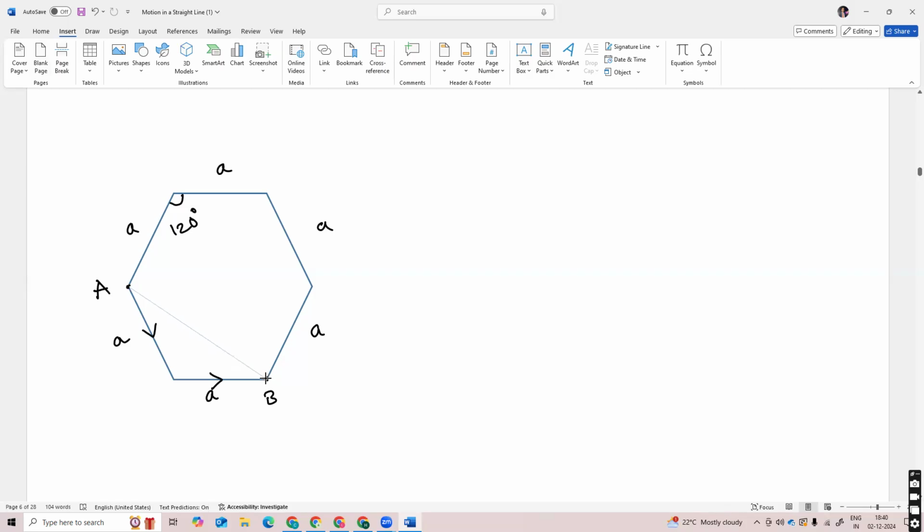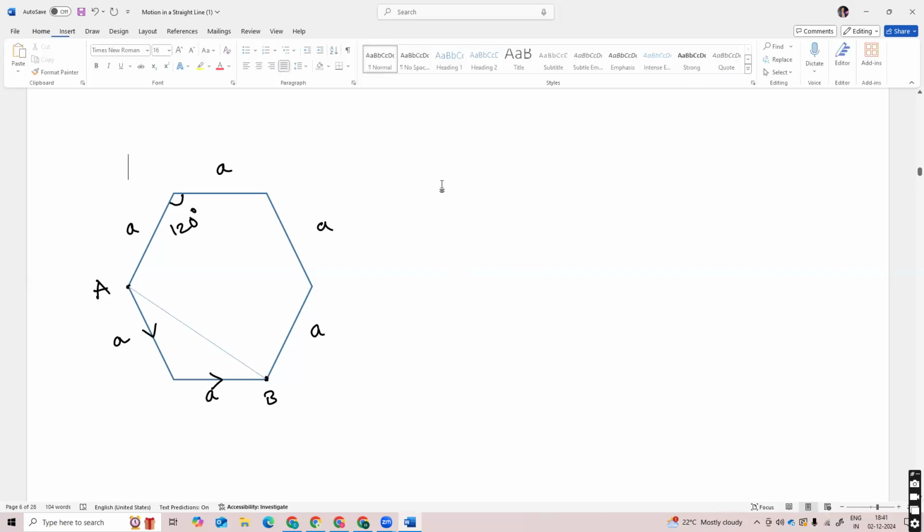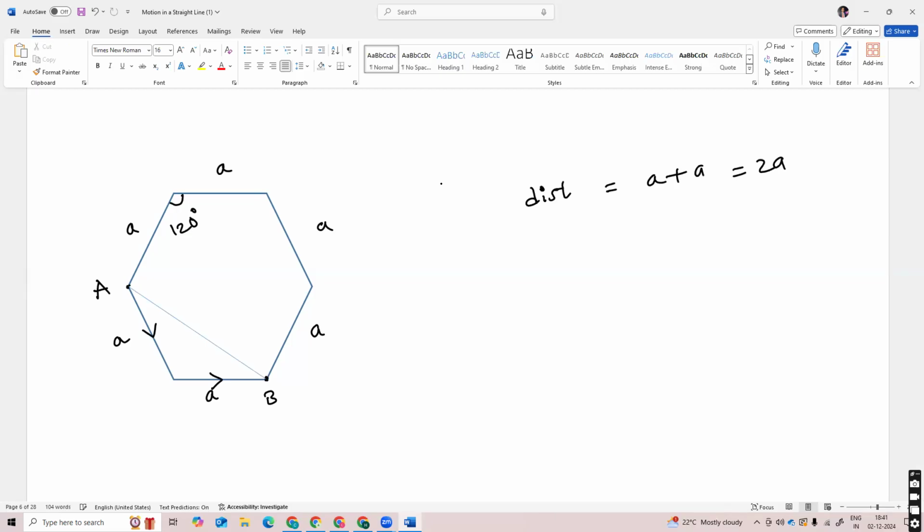As you know, distance is basically the total path traveled by this person. First he has traveled along this side of the hexagon, and then along this side. So total distance is basically A plus A, equal to 2A. This is the distance traveled by this person for reaching from A to B. But if we have to find the displacement, this is the shortest path, which is always given by a straight line. Since it is moving towards B, which is final, I'm showing an arrow like this.